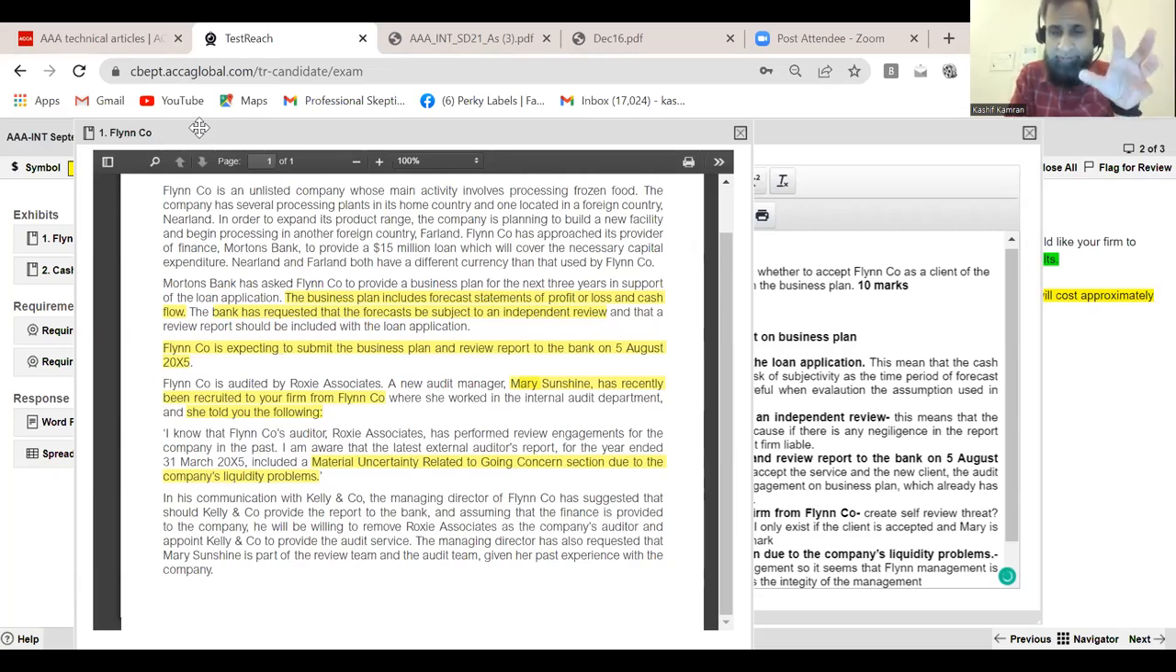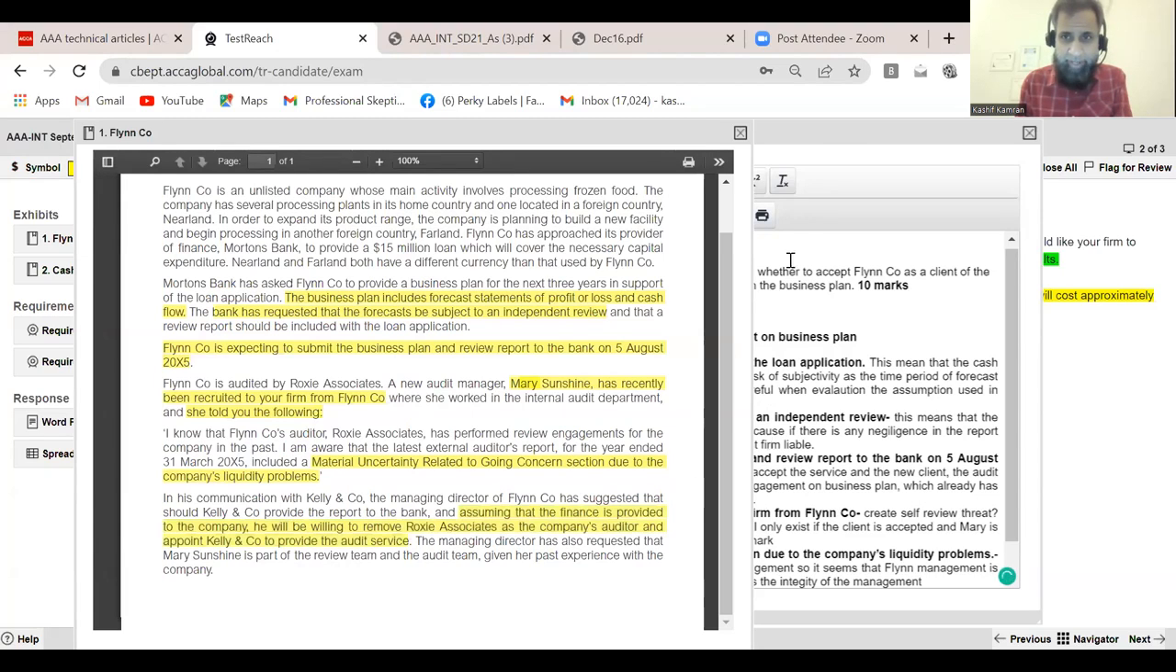So are you trying to bribe the new auditor to get a good report, which Roxy will not give you? That's the reason they're bribing you, right? So the next point is, assuming that finance is provided to the company, he will be willing to remove Roxy as the company's auditor and appoint Kelly as the auditor. This is a good point.